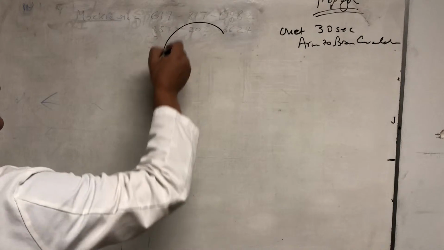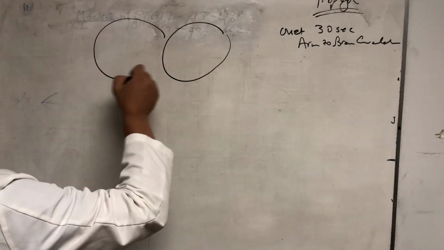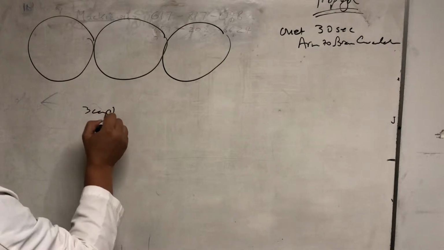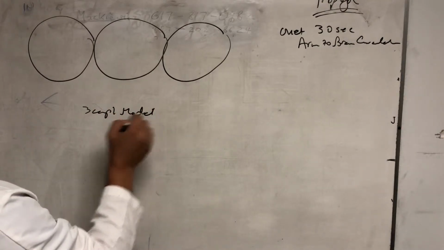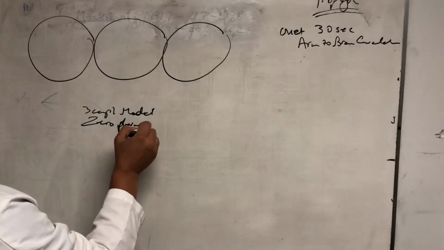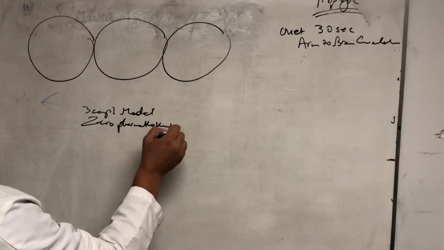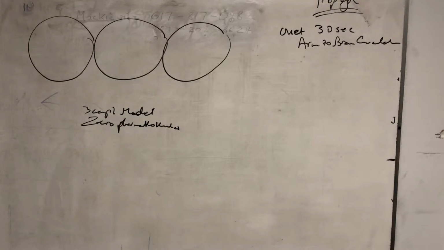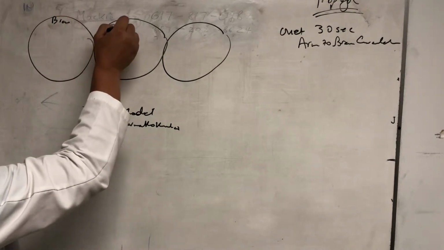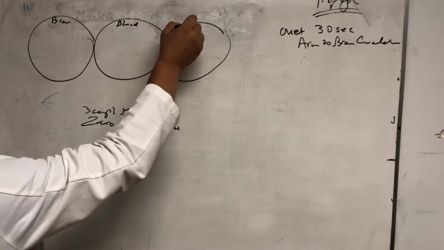So basically, that works based on the 3-compartment model. They call it the 3-compartment model, or zero pharmacokinetics. Okay. So this is the brain. This is the blood, and this is the fat.